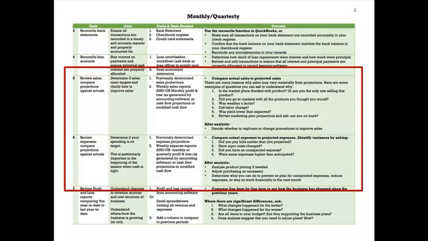So for example, when you monitor cash, you may see that you have enough cash to pay your bills, but if your projections are off, you may run into trouble down the line in a few months. So the goal is to make sure that you're on track, and if you aren't on track, figure out what you need to do to adjust and stay on track. The tools and data you need is in the third column, and we'll go into more detail in that in the next few slides, as well as the process, which is in the fourth column.